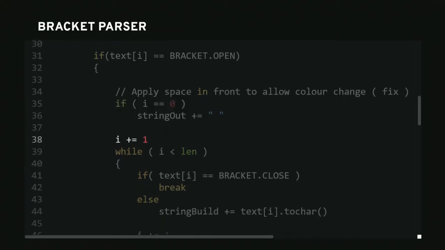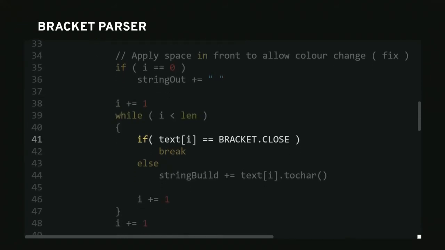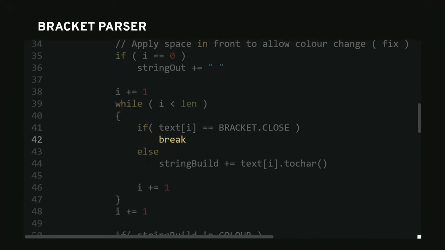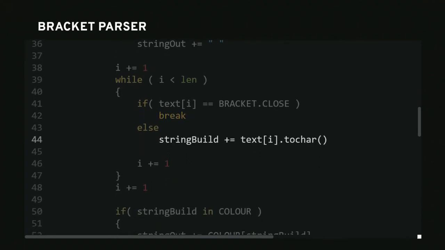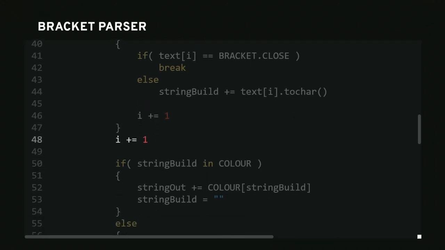We jump by 1 because we want to ignore this current bracket. We use the same loop expression from above, and now we want to validate if the character at this current time is equivalent to the bracket close. So we're checking if it's matched the end of the bracket, and if it is, we'll break the iteration as we reached our colour. If we haven't, then we have to build on top of the local variable string build. Then we iterate by 1 to get the next character, and we keep doing this until we hit the end, and once we do, we want to jump out of that loop.